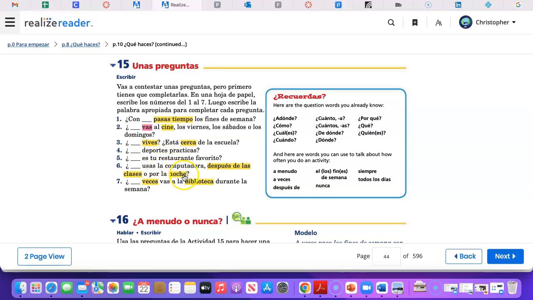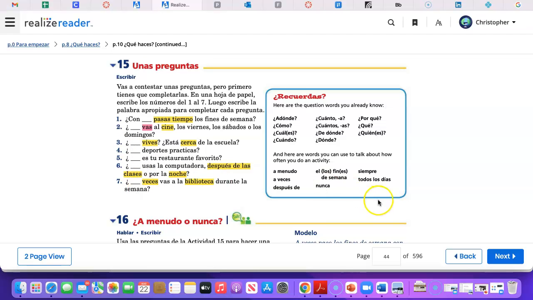I think number 5 could have a few different interrogatives. Number 6 is asking, when do you use the computer? We know that because of the references to time, or in this case, time of day. And then this is asking, how many times do you go to the library during the week? So use that as a reference. Fill in the blank with the key interrogative.